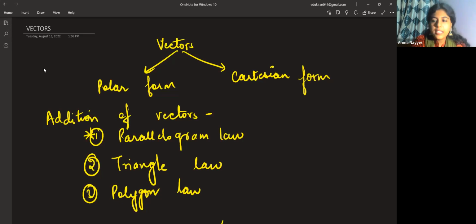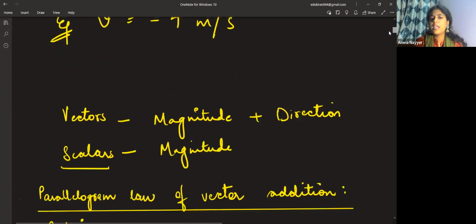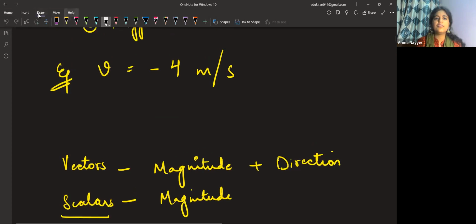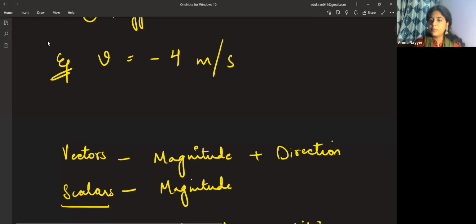Fine. So vectors are what? Vectors, we calculate in polar form and Cartesian form. Cartesian form we'll start initially because that is a little easier to understand. Polar form has all these additions of vectors. You can add vectors using parallelogram law, triangle law, polygon law. But before actually coming into the details, we should revise what is meant by a vector quantity. Suppose I write this: V is equal to -4 m/s. What is the meaning of every term in this?